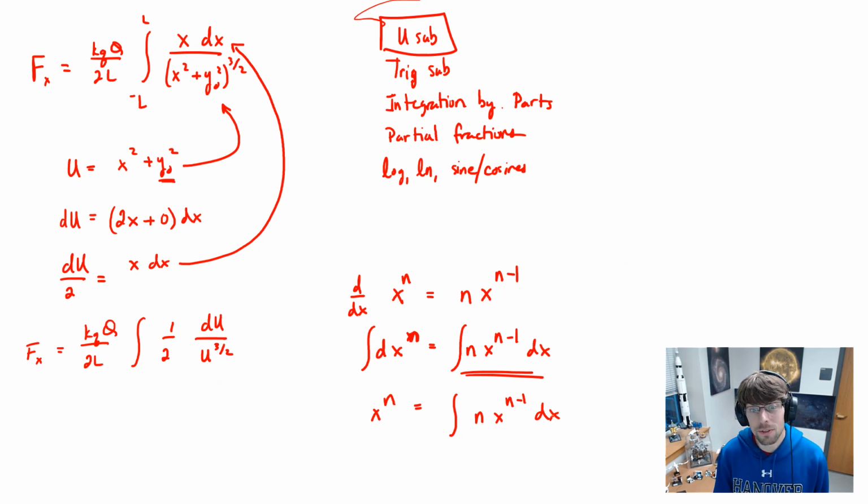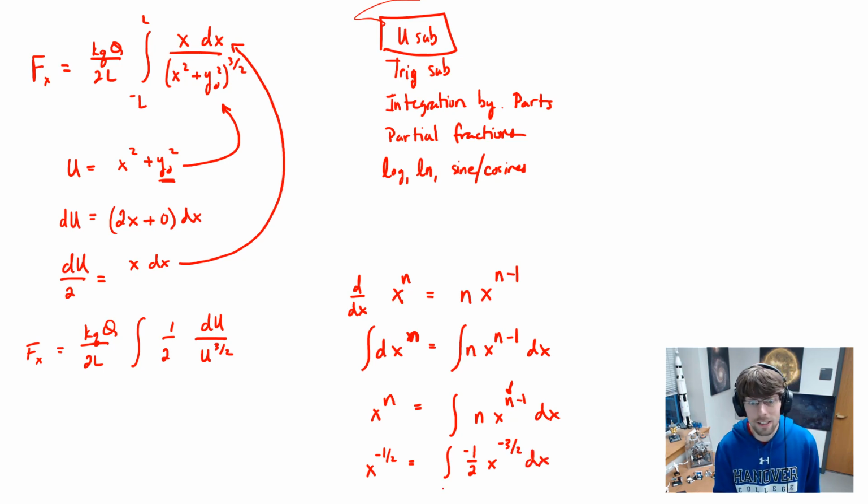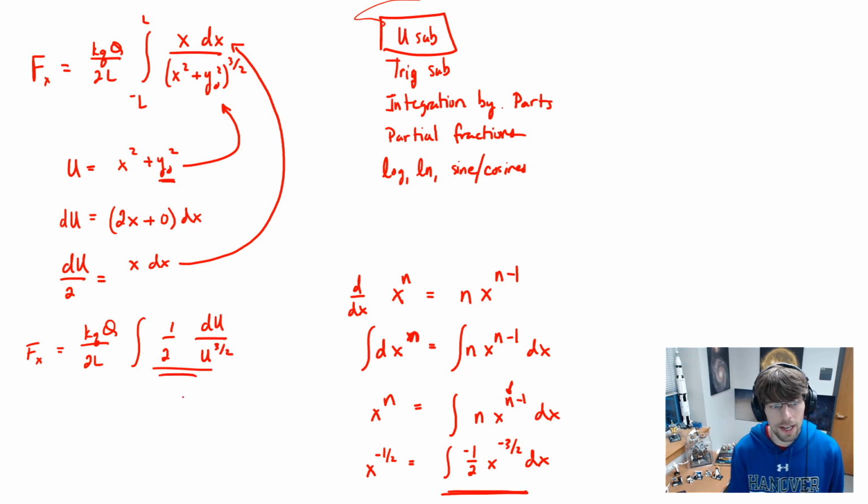Yeah, if I substitute in n is equal to negative 1/2, then everything works. Right? If I go x to the negative 1/2 equals the integral of negative 1/2 x to the negative 3/2 dx, which is almost exactly, you notice, this integral that I have here is almost exactly what I want to solve, right? The only issue is instead of a negative 1/2, I have a positive 1/2.